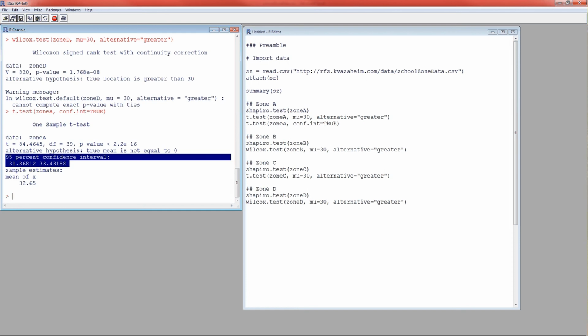From this, we conclude that the true average speed going through zone A is, we're 95% confident, between 31.87 and 33.43 miles per hour. So even though we were able to conclude that it was higher than 30, we're 95% confident that it's not really that much higher than 30. I mean, the average speed is between 31.8 and 33.4. It's breaking the law, but I'm not really sure that cops would pull you over for breaking the law by 3 miles per hour. They could.